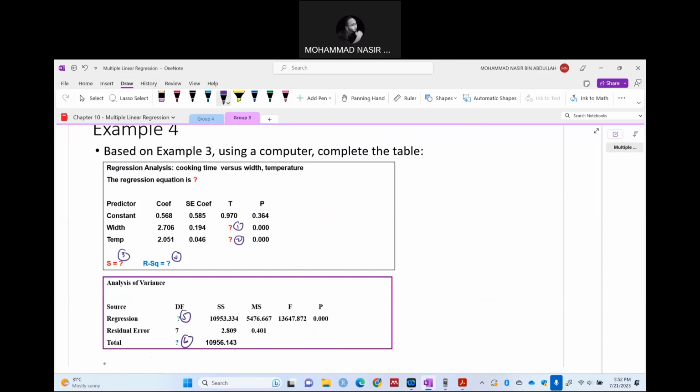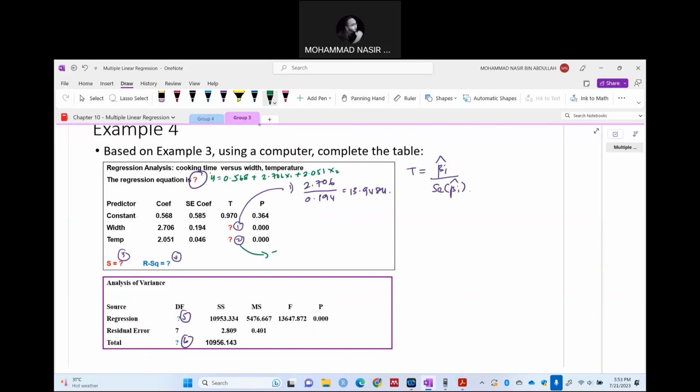For the first one, how to get T? T is equal to beta I estimate divided by standard error of beta I. Right. So in this one, 2.706 divided by 0.194. So this is equal to 13.9484. But before that, regression equation. So this is y equal to 0.568 plus 2.706 x1 and 2.05 x2.